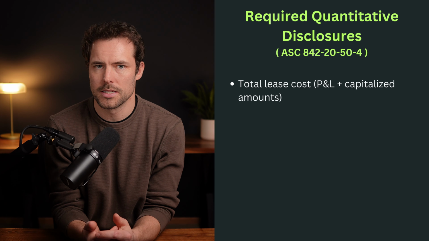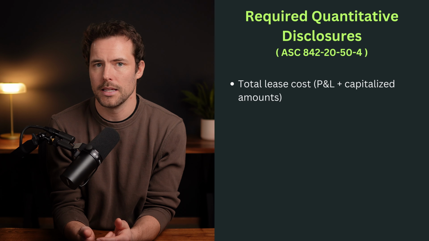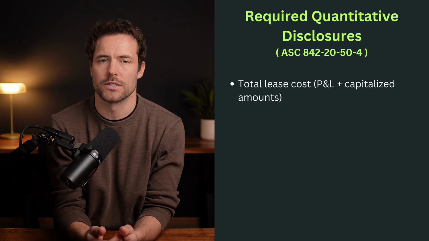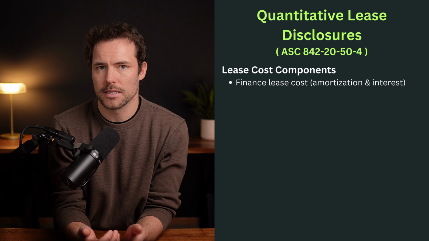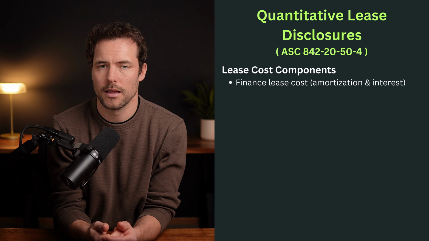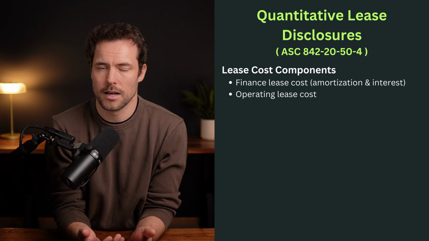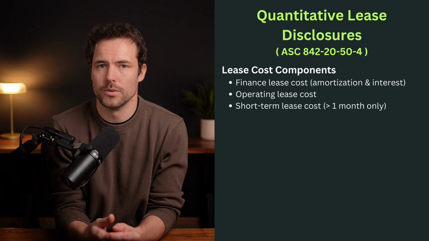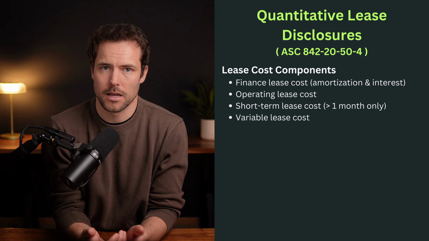relating to total lease cost, including both amounts recognized in profit or loss and any amounts capitalized as part of the cost of another asset, as well as the cash flows arising from lease transactions. So first, finance lease cost, segregated between amortization of the right-of-use asset and interest on the lease liability. Second, operating lease cost. Third, short-term lease cost, excluding expenses related to leases with a term of 1 month or less. Fourth, variable lease cost.